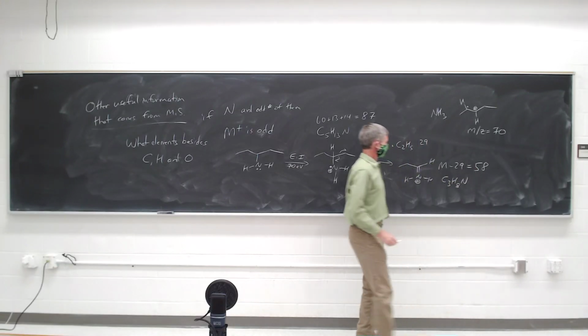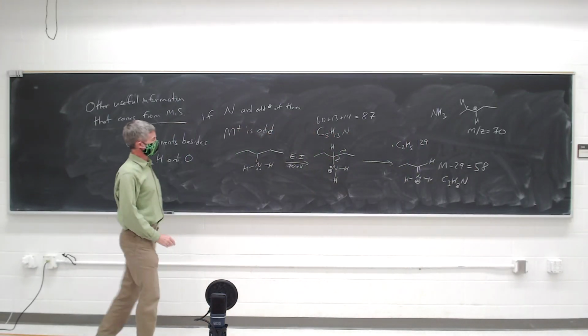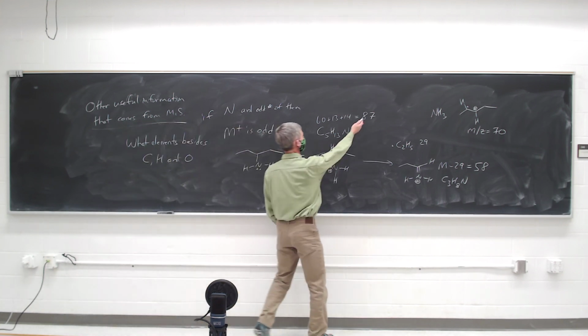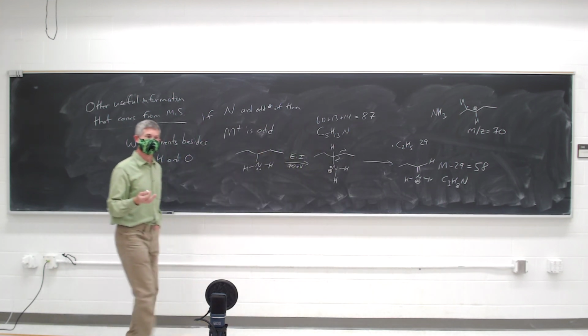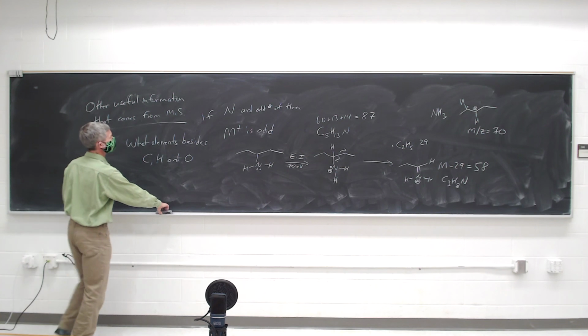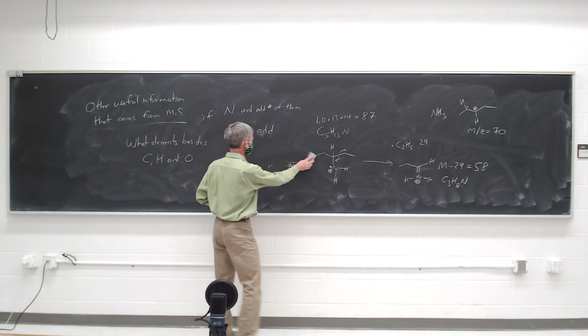But instead of having a 59 peak, you have a 58. And your molecular ion, instead of 88, you see 87. So you can tell the difference between those by mass spec. So that's nitrogen.